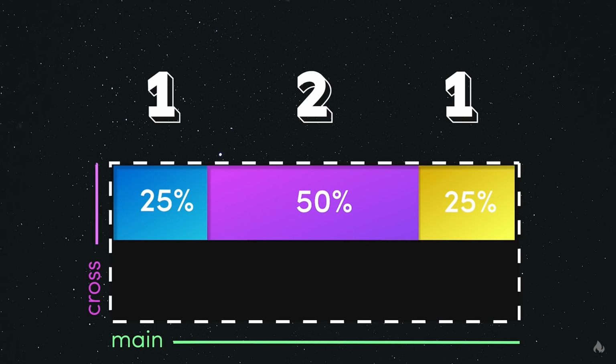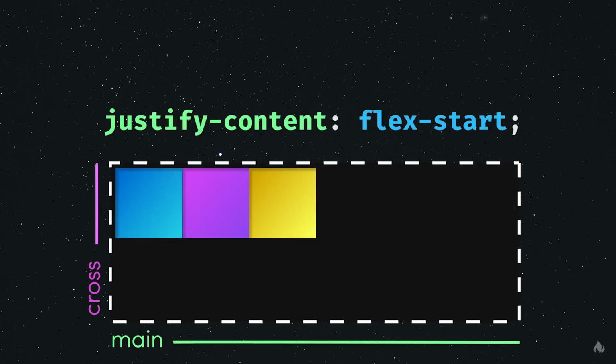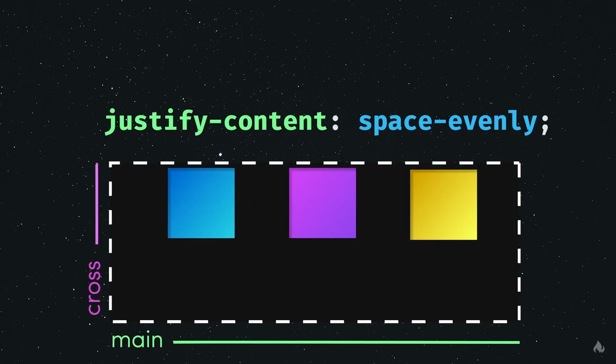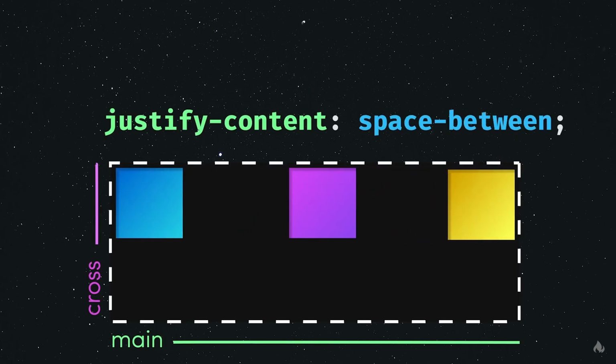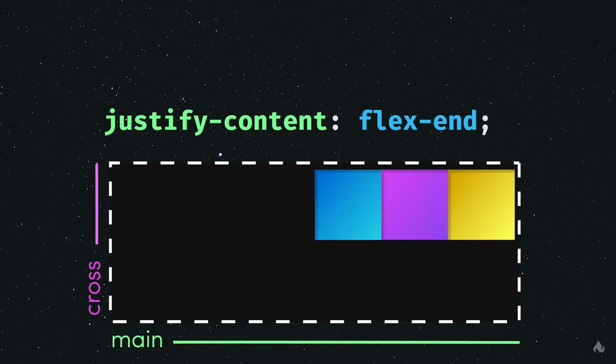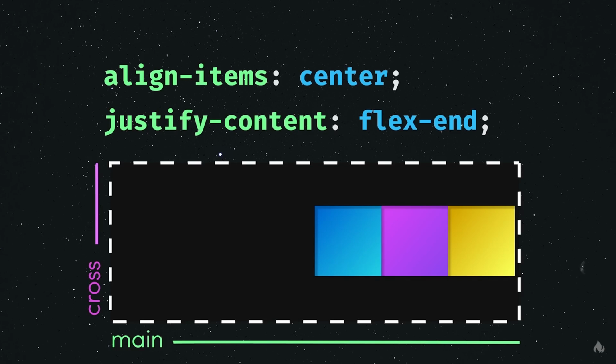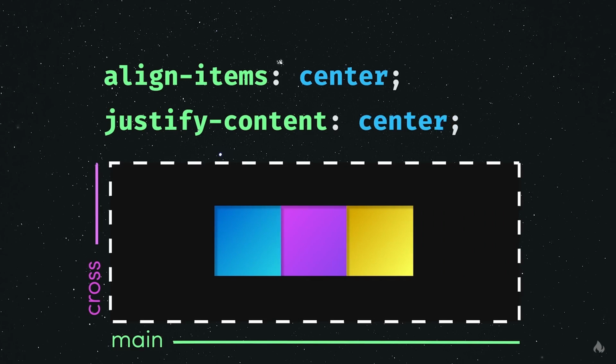Now, you'll often want to control the way items are spaced or aligned along the main axis. Use justify content to space your items evenly, maximize the space between, or push them to the flex endpoint. You can also use these same techniques along the cross axis with the align items property, and that means we can easily align things both horizontally and vertically by both aligning and justifying the items to the center.